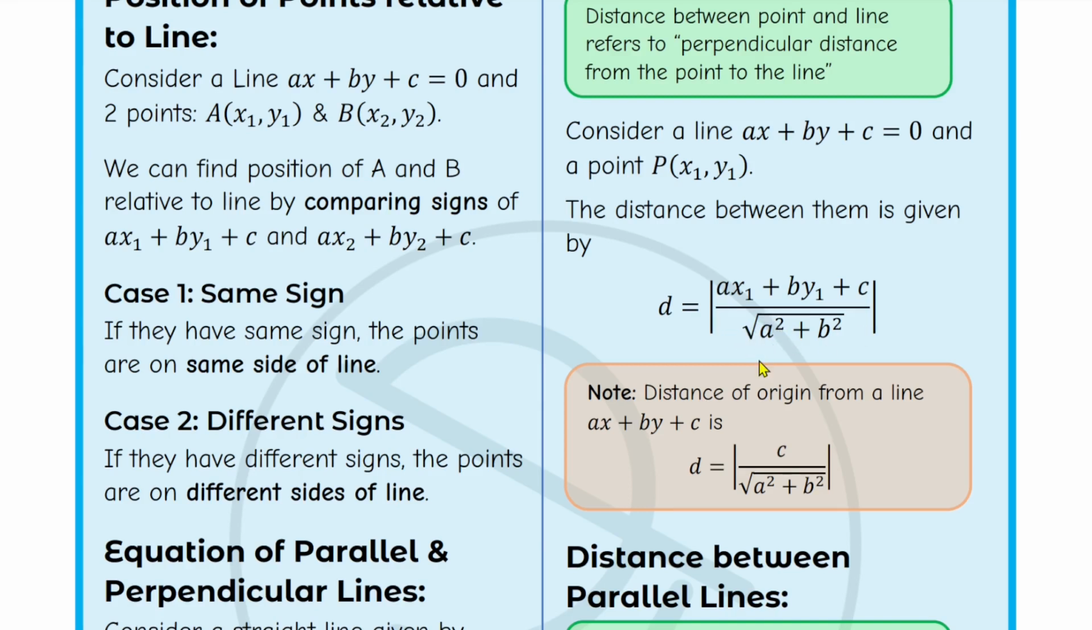And a special case of this is the distance of origin from a line. Origin means (0, 0), right? Substituting this, it should be 0 + 0 + c. So the numerator will be just c and the denominator is square root of a squared + b squared.